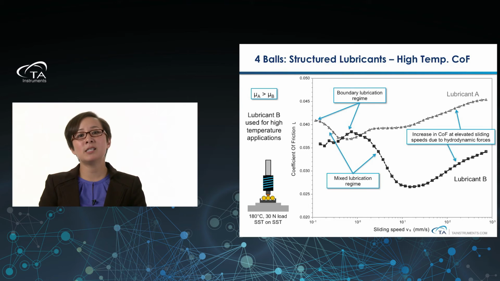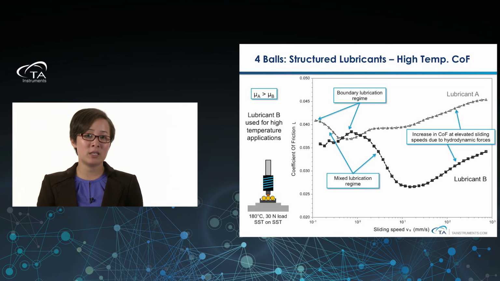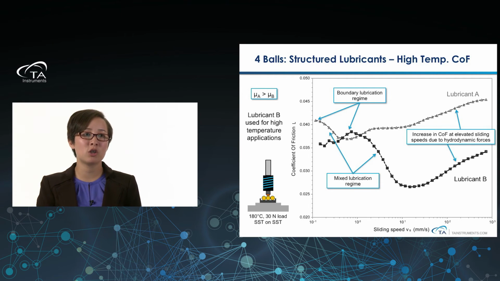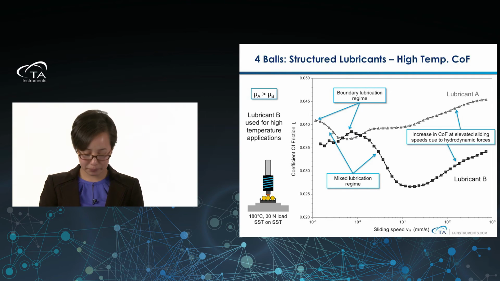And all of this testing was done at 180 degrees C. So now this is at elevated temperatures. And what you could see is that lubricant B just has a constant lower coefficient of friction overall compared to lubricant A. And that the hydrodynamic lubrication regime is shifted out a little bit. So in this case, you could say that lubricant B would be better used for high temperature applications.